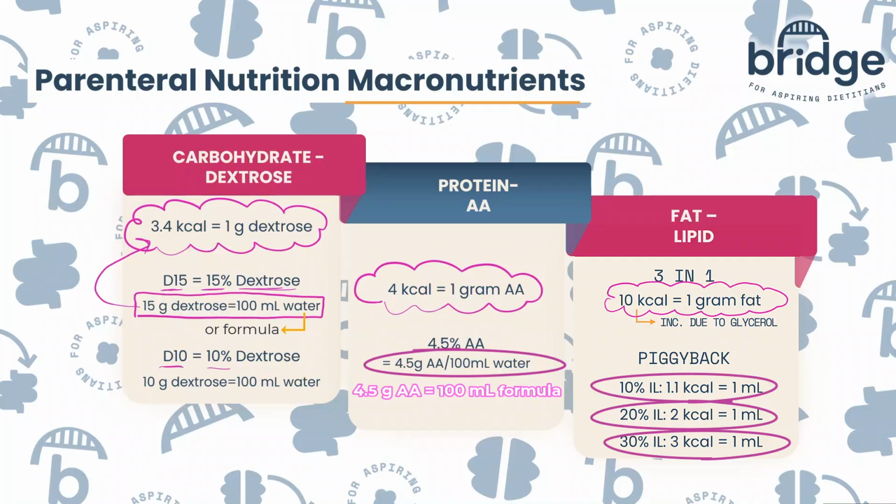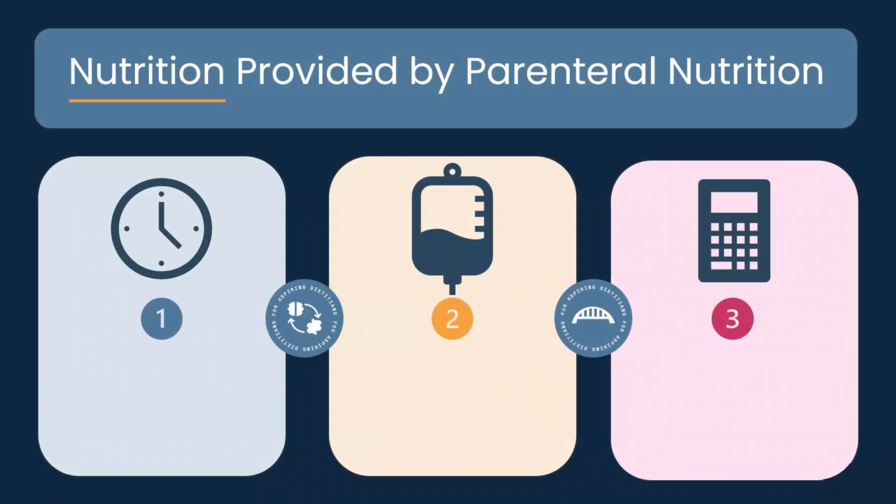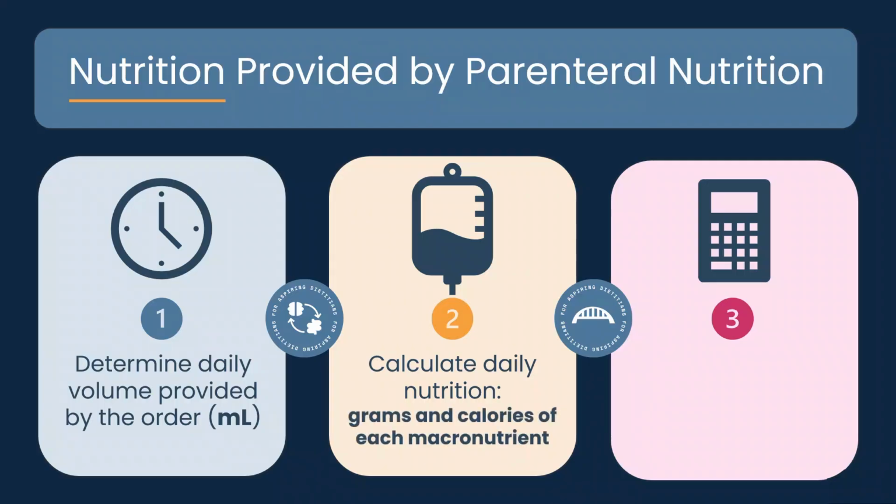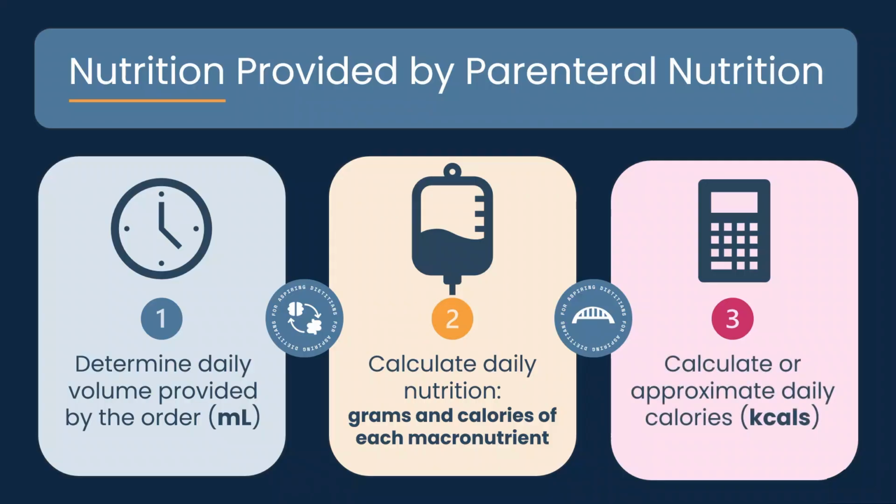And let's get into the 3-step process for how to determine the nutrition. Just like we did for enteral nutrition, we're going to break down parenteral nutrition calculation into 3 clear steps. The first thing that we're going to do is to determine the daily volume. So we're going to look at the infusion rate, assuming it's continuous, multiply it by 24 hours or the number of hours that it's being administered every single day. Once we know our goal volume or the ideal volume provided, we can then calculate the daily nutrition. So we're going to focus in on the grams and calories of each macronutrient here, because once you know how many calories come from each macronutrient, we're going to add them up to get the total.